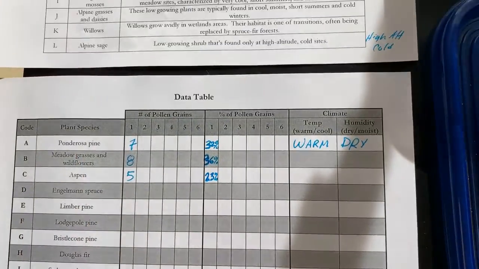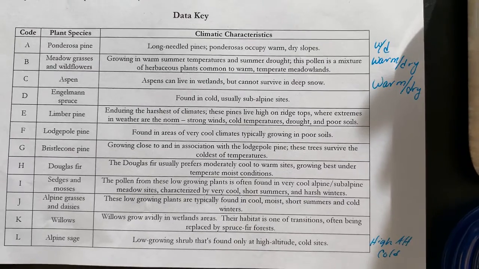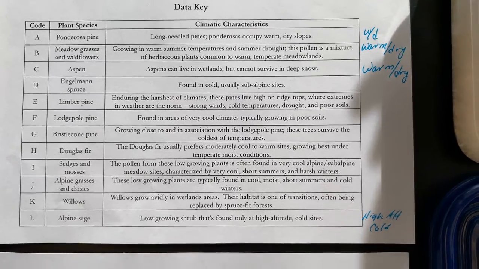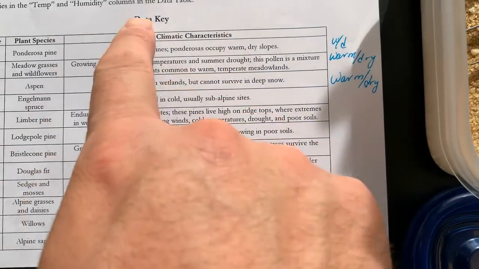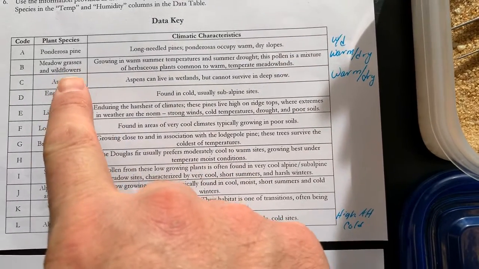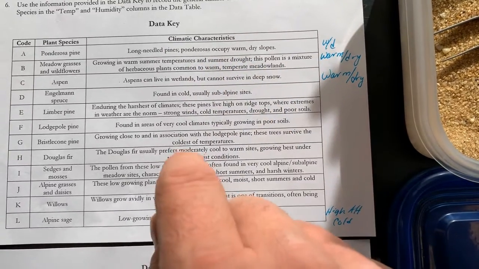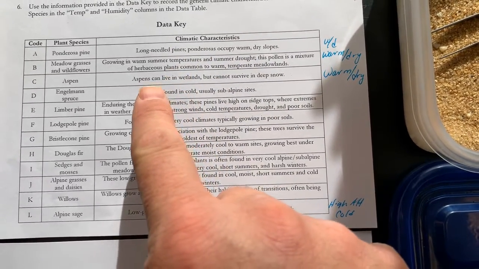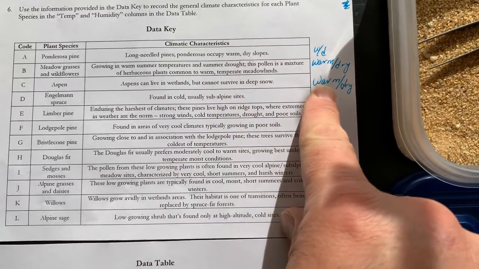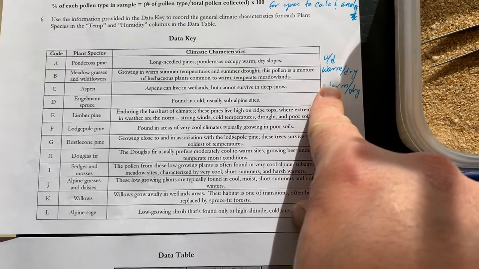Finally, I go on to my data key and look at the codes and the plant species, and get a sense of the climate characteristics of each. First of all, ponderosa pine, which is the A, are long-needled pines that occupy warm, dry slopes, so it's warm and dry. B is meadowgrass and wildflowers growing in warm temperatures and summer drought, so again, warm and dry. And then C, aspens can live in wetlands but cannot survive in deep snow, so they definitely need it warm, and a lot of snow means wet, not very much snow means dry. So all these are warm and dry.